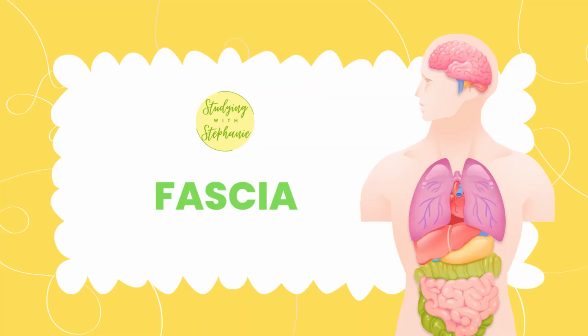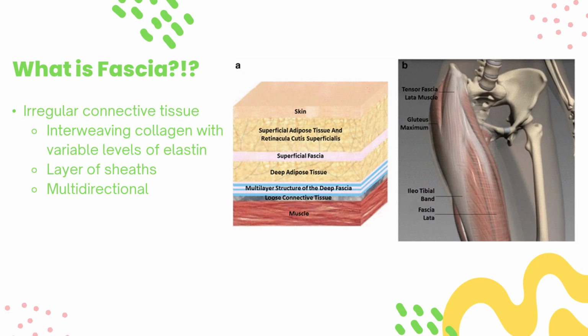Thanks for coming back. Today, we're going to continue to talk about connective tissue proper, and we're going to dive into fascia. So, fascia is an irregular type of connective tissue, and what that means is that when the fascial layers lay down, they lay down kind of one sheath on top of the other.